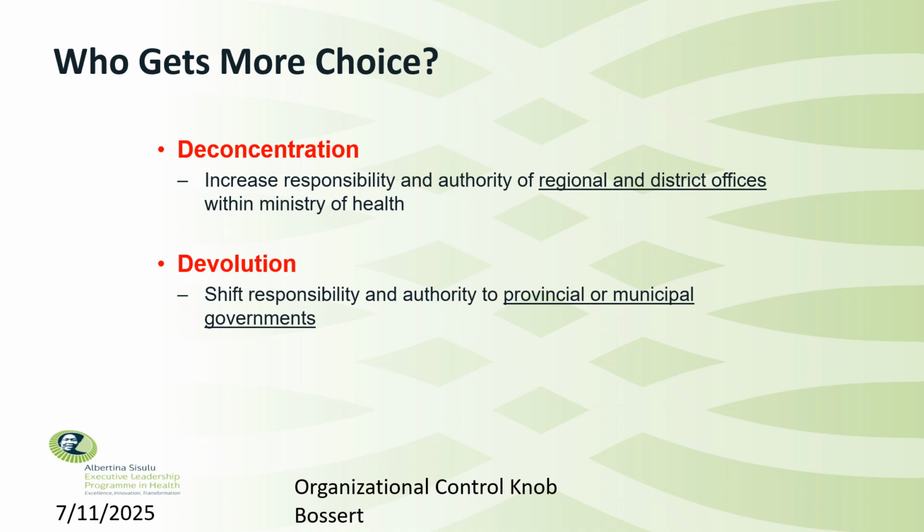So that's devolution. So there's a difference between deconcentration and devolution, okay, in terms of the type, who gets more choice. In deconcentration, there's still a much more centralized hold of power and decision making, while in devolution, there's a lot more control at a local level in terms of taking decisions and control over resources.